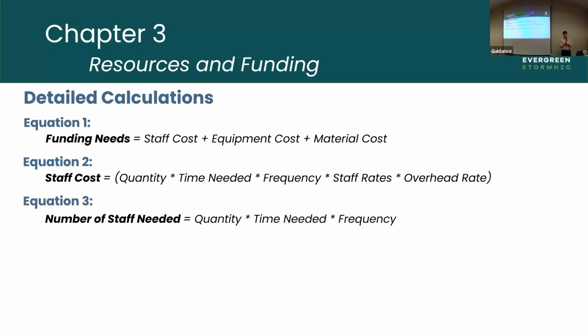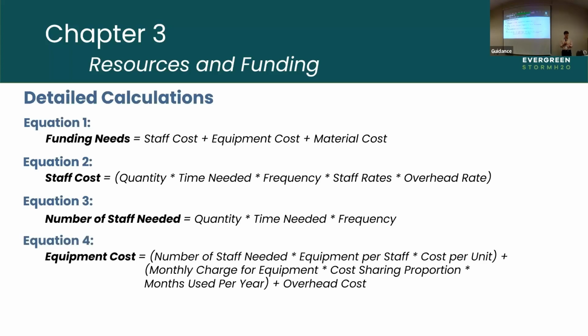Equation 3 is just to kind of check how many staff are actually needed from your staff cost. Equation number 4 is meant to estimate your equipment costs. So if you have, say, a number of equipment that you need per staff, that's the first part of the equation. The next part is if you have equipment that uses a cost sharing proportion. So if you share it between different departments, and then that overhead cost at the end is just, say you need like office equipment, or you have kind of a lump sum cost that you want to include.